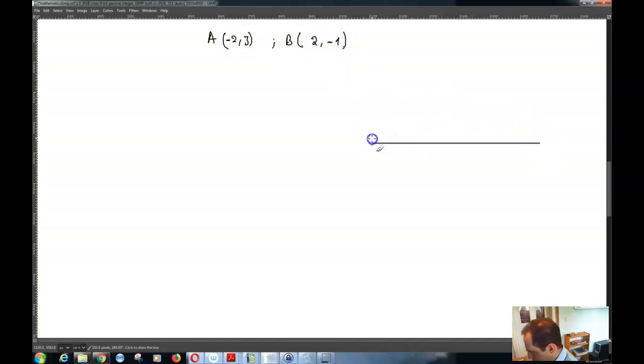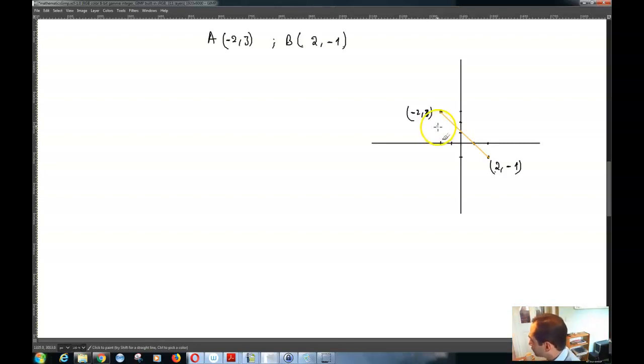So this point over here is right over here, (-2, 3). This point is basically over here, (2, -1). Now if I connect these points together, I will get this line segment in this orientation.